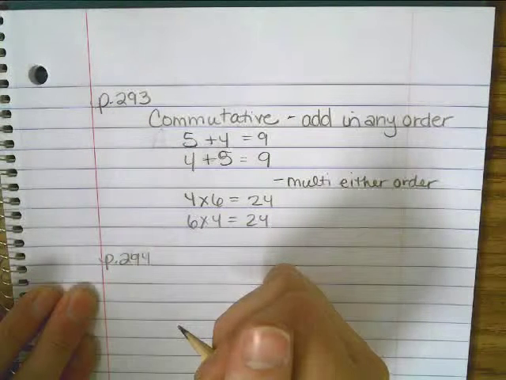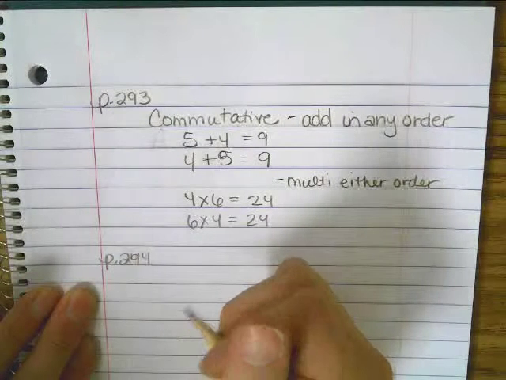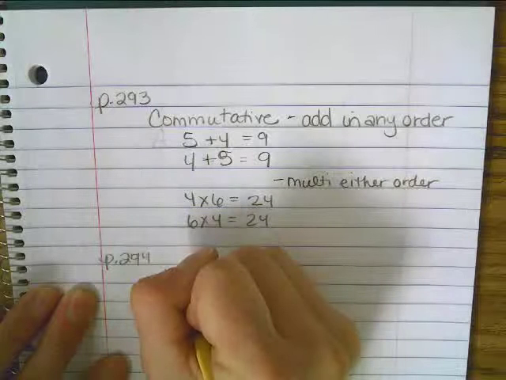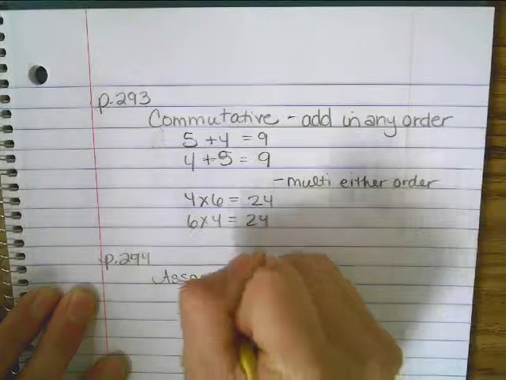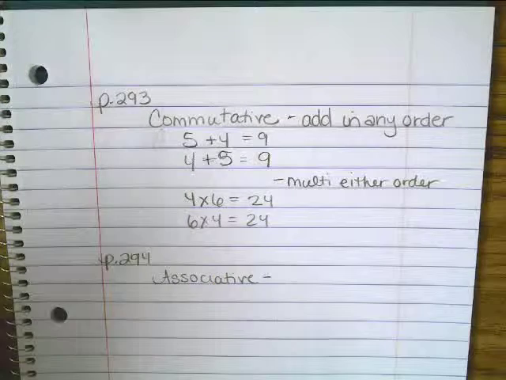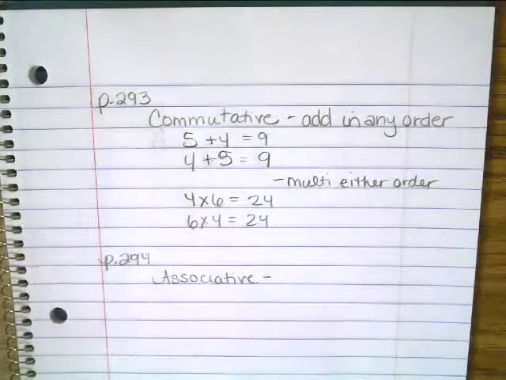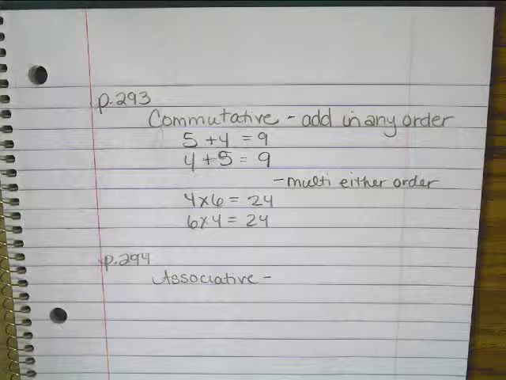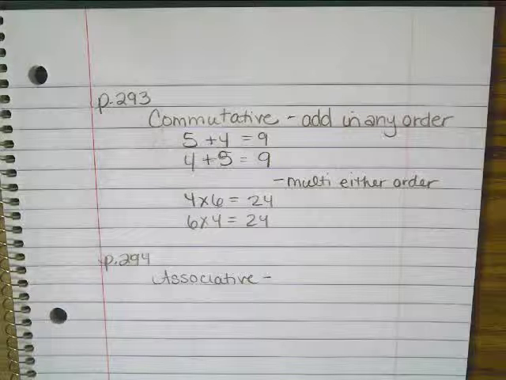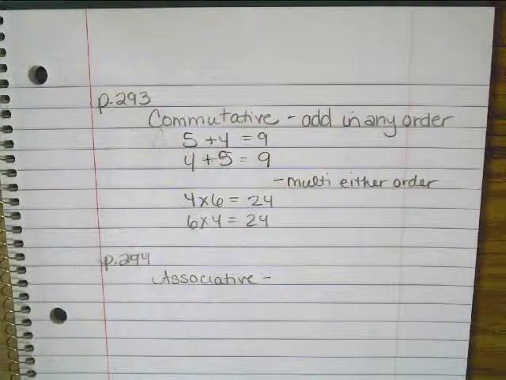An associative property. Cameron, read it. It allows you to add with different groupings. Sometimes this property is called grouping property. Okay, so what does that mean? Anybody, in their own words, what does that mean? Look at the example.